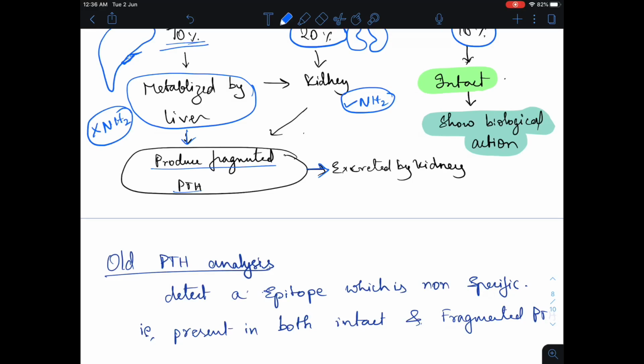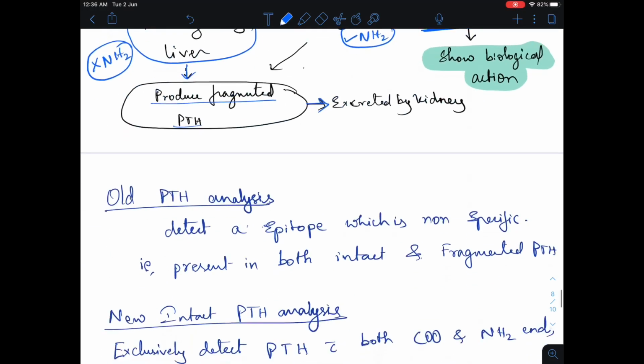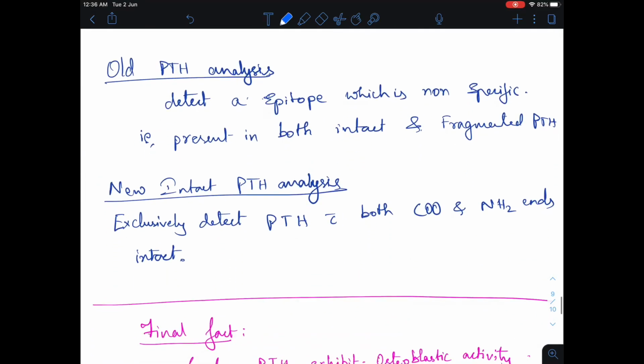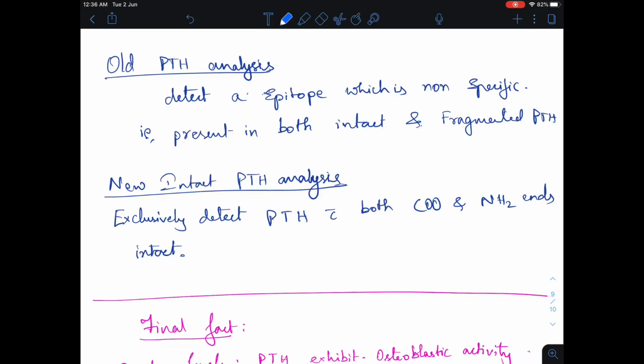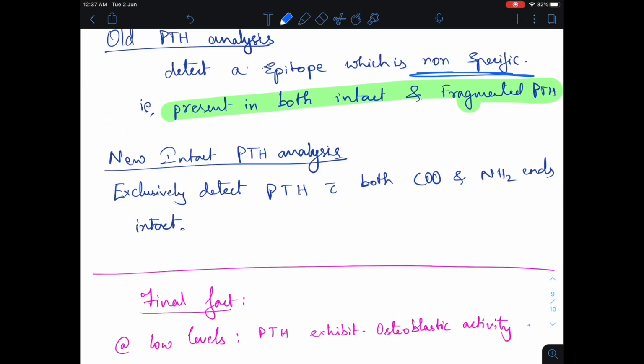Okay, and this intact PTH finally produces the biological action. So fine, now you are suspecting a PTH increase. And what is intact PTH measurement? It is now the gold standard, or currently the trending measurement of PTH. The old PTH analysis detected an epitope which is non-specific, that means it is present in both intact and fragmented PTH. It was not so developed, all these immunochemistries. In the new intact PTH analysis, this detects the PTH exclusively which has both COOH and NH2 ends.